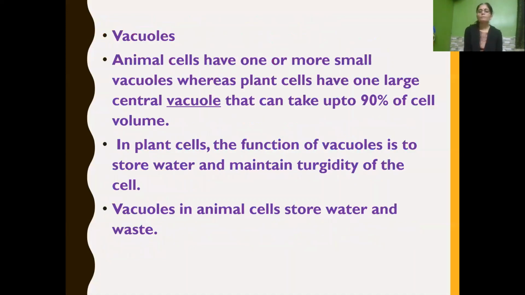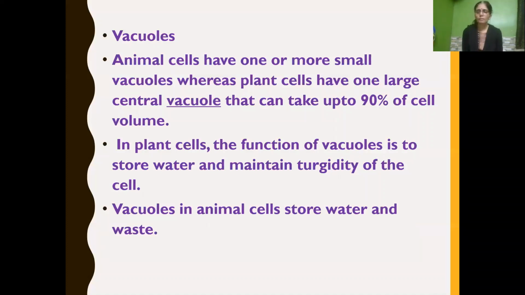Then coming to vacuoles, we know that animal cells have many small vacuoles, whereas plant cells have only one or two, a few vacuoles, and these vacuoles are so large and present at the center. It can occupy 90% of the cell volume.